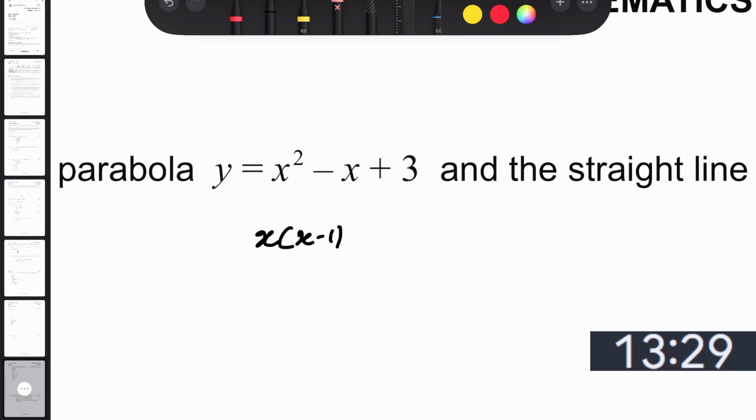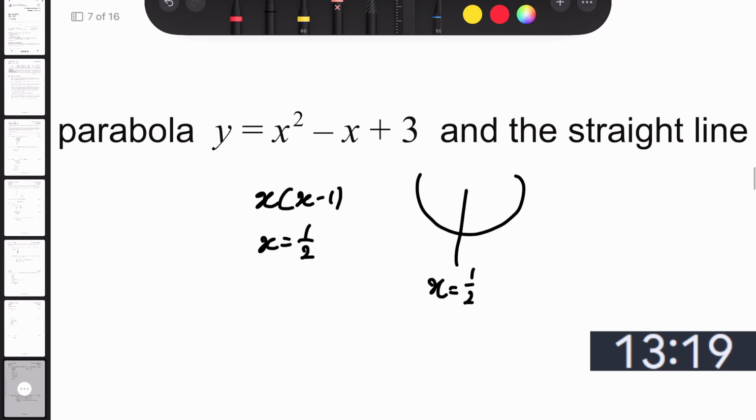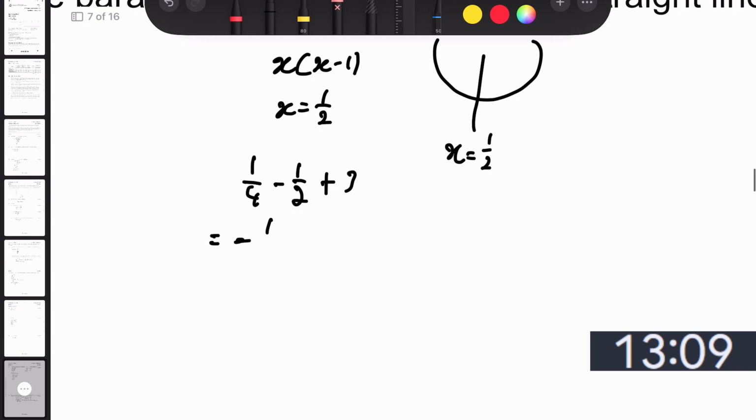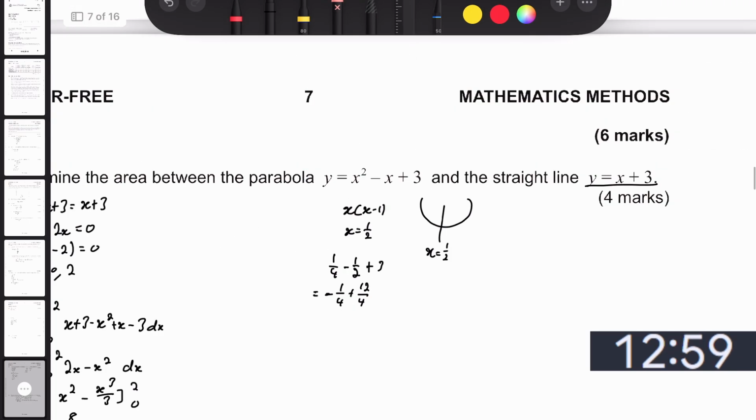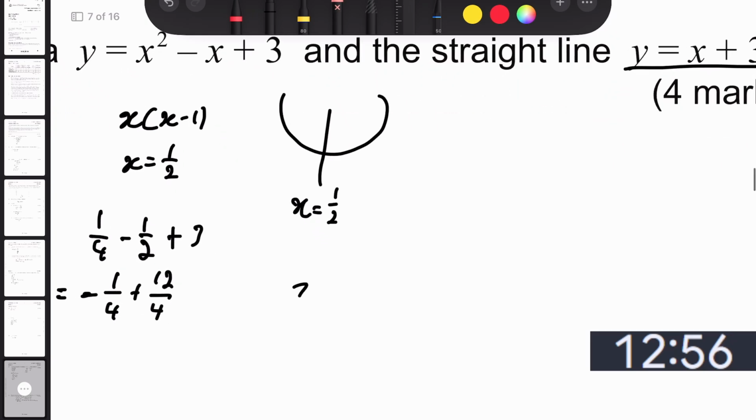X and x minus 1. So x equals a half will be the midpoint. So x equals 1 and 2. I think I did this already, but we'll just do it again. So 1 on 4 minus a half plus 3 is negative 1 on 4 plus 12 on 4. So that's 11 on 4. This becomes 7 on 2, which is 14 on 4.